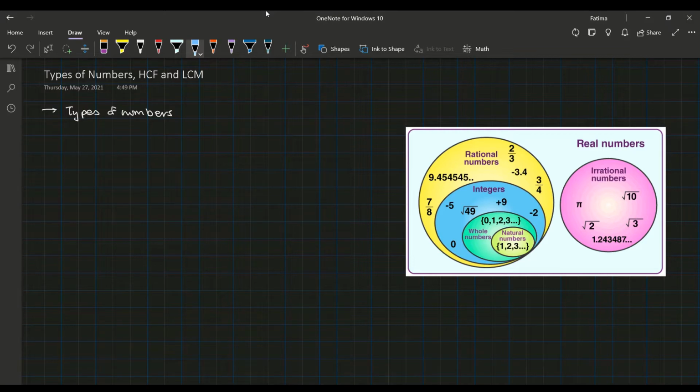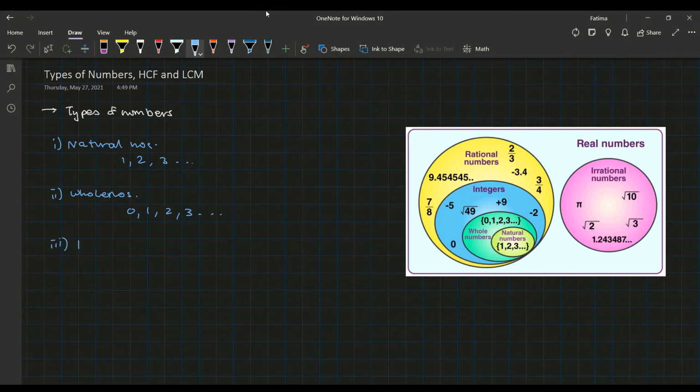So there are a few that have to be known, and the first one we'll start off with is natural numbers. Natural numbers are also known as counting numbers, and they include 1, 2, 3, and so on. Then we have whole numbers, which is basically natural numbers and 0. So it would be 0, 1, 2, 3, and so on.